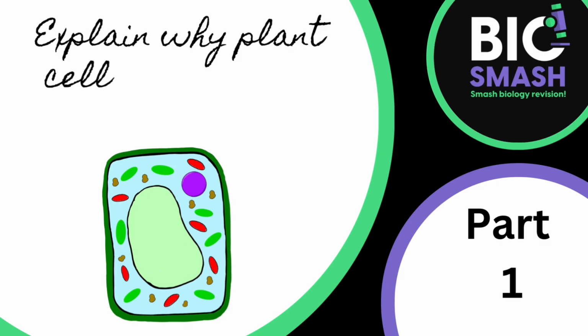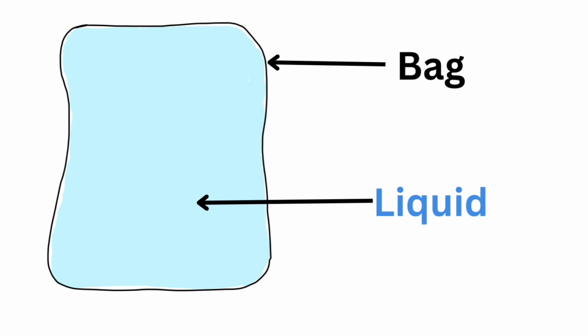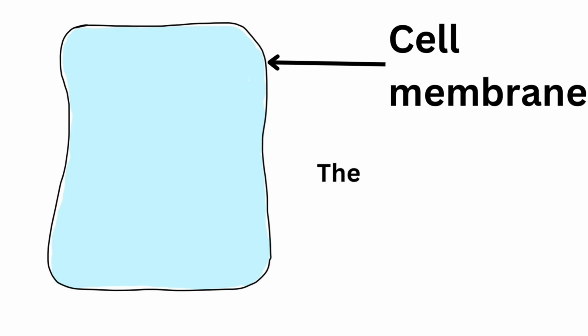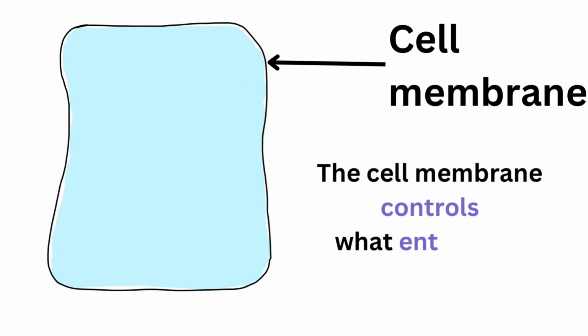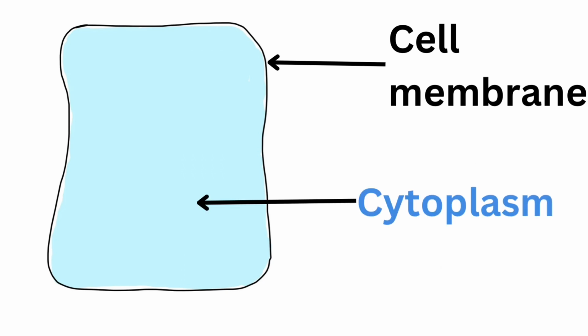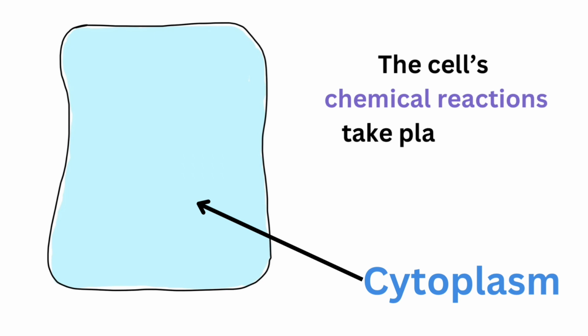So let's start by looking at why plant cells need a cell wall. I think it's helpful to think of a cell as a bag full of liquid, and in this model we call the bag the cell membrane. And just like a closed bag, the cell membrane controls what gets in and out of the cell. If the bag is closed, nothing can get in. However, if the bag is opened, then something can pass through and get into the cell. The liquid inside the cell is called the cytoplasm. And all of the cell's chemical reactions take place inside the cytoplasm.